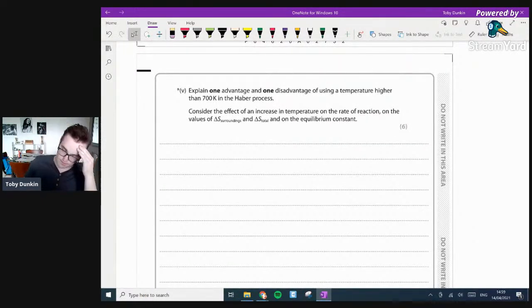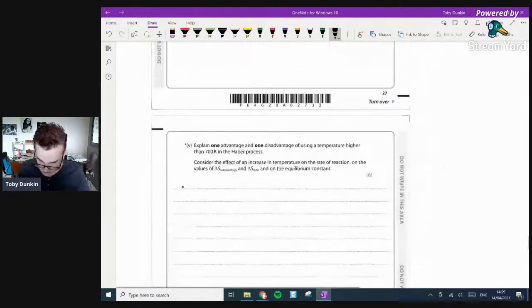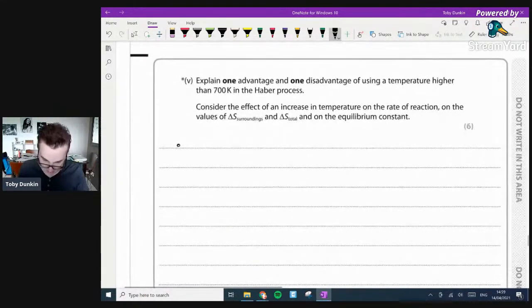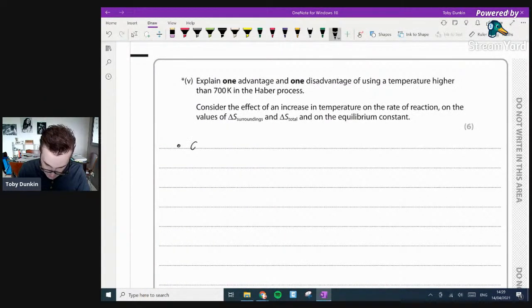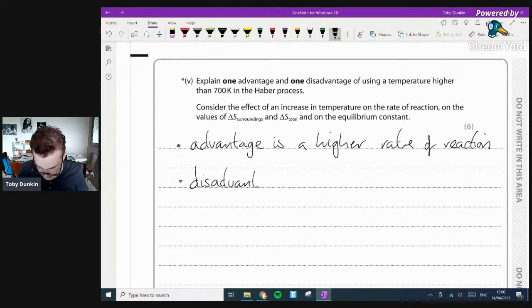Explain one advantage and one disadvantage of using a temperature higher than 700 in the Haber process. Right, so bullet point number 1. Let's do one advantage. Advantage is a higher rate of reaction. Okay, there's my advantage. Disadvantage is a lower yield.